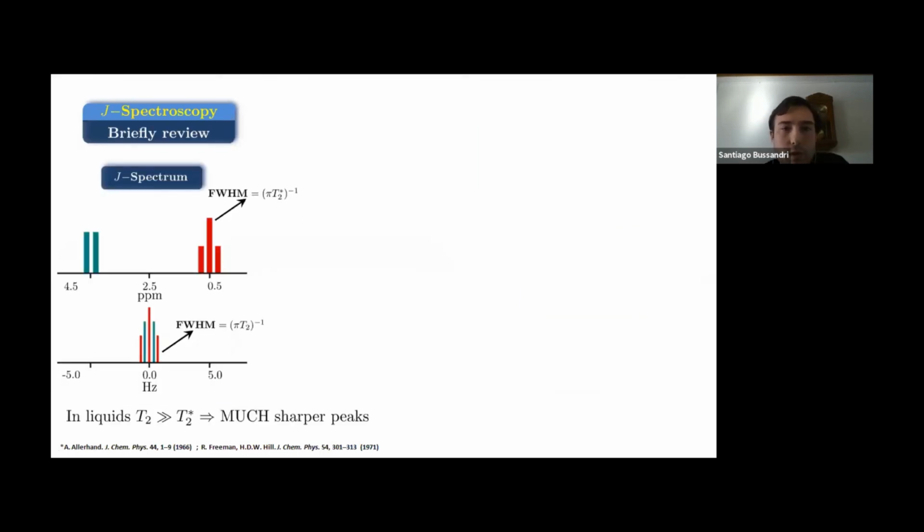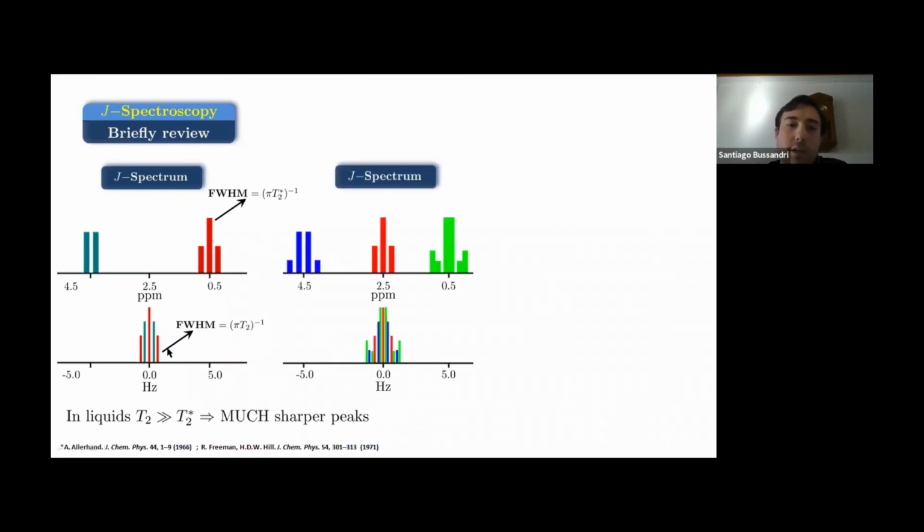So let me briefly review how J spectroscopy works. In case you have this NMR system with these multiplets, the line width depends on the B0 inhomogeneities. But as you perform the sequence shown before, all these multiplets will collapse to zero because the chemical shift disappears. But also, these lines will be better resolved because the inhomogeneity will also disappear. If you have this NMR system with all these multiplets, everything will collapse to zero, and these peaks will interfere with each other, and you get no information at all.